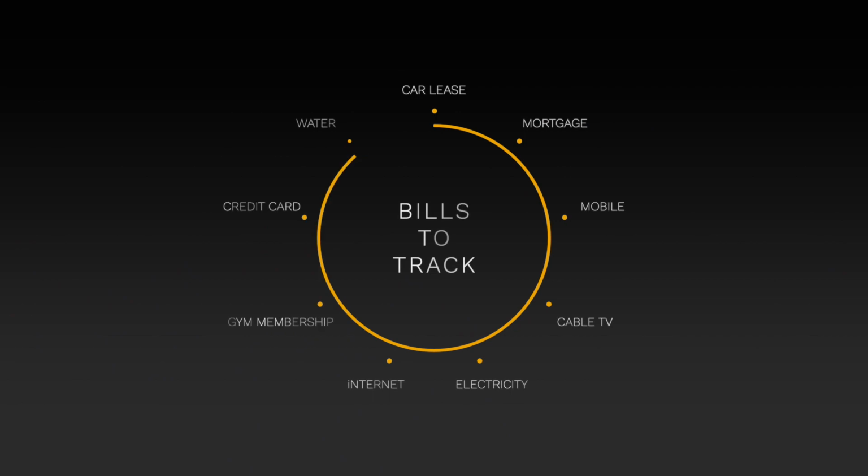Let's start. Let's just take a simple example of bill tracking. Let's say you have 9 bills to pay every month. That includes the car lease, the mortgage, the mobile bill, the cable TV connection, the electricity bill, an internet connection, a gym membership, a credit card, and the water bill.